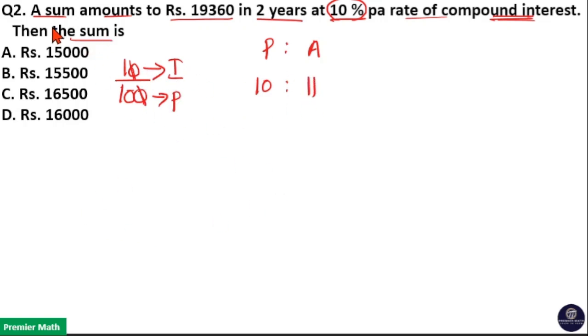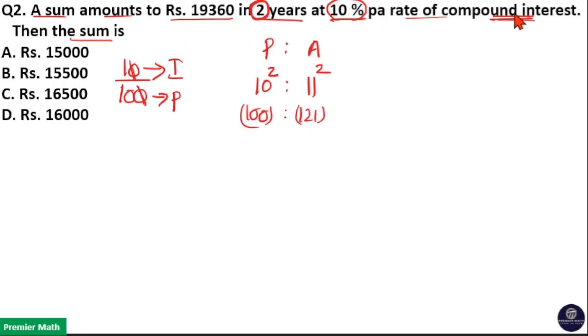Now this sum amounts in 2 years. So this is for 2 years. That means take the square of 10 units and 11 units. So 10 square is 100 and 11 square is 121. That means 100 is to 121 is for 2 years.